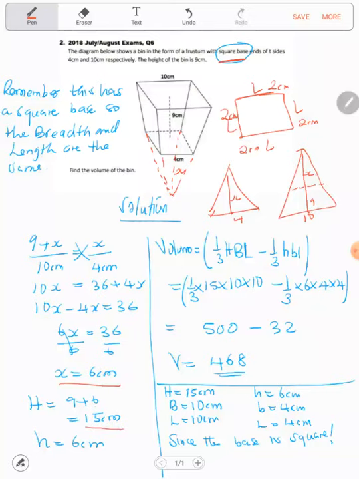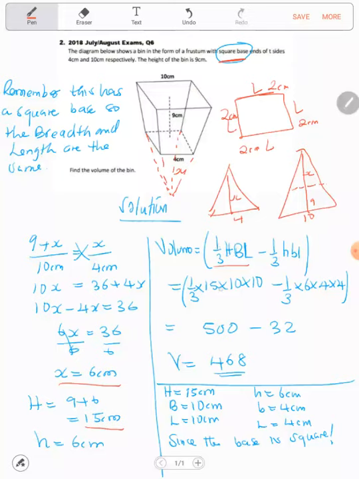How do you find the volume? For you to find the volume of the frustum, you need to know the volume for the bigger one. You also know the volume for the smaller one. Then you subtract, which I wrote here. Volume for the bigger one is 1 over 3 height, breadth, length, minus the volume for the smaller one, 1 over 3 HBL.